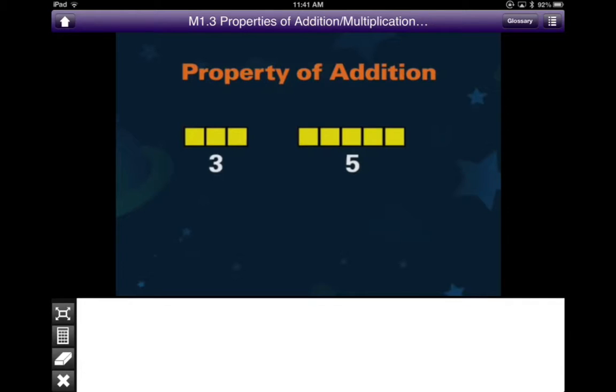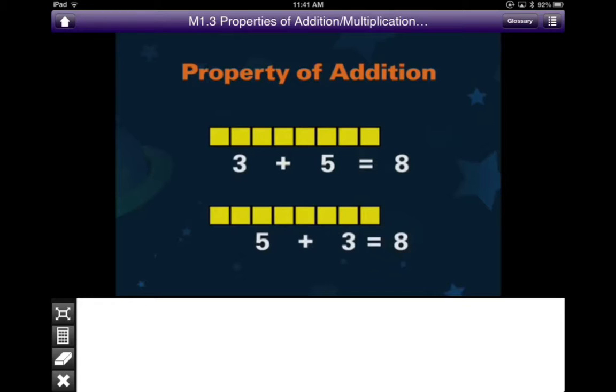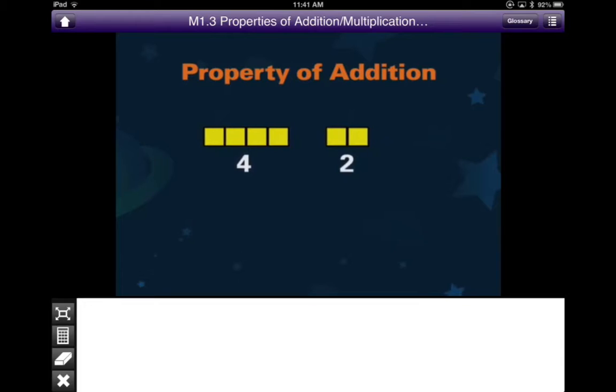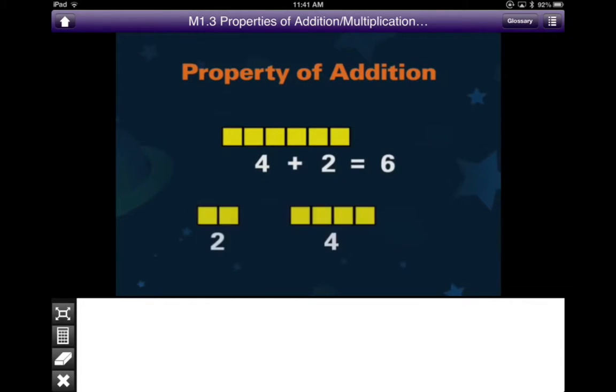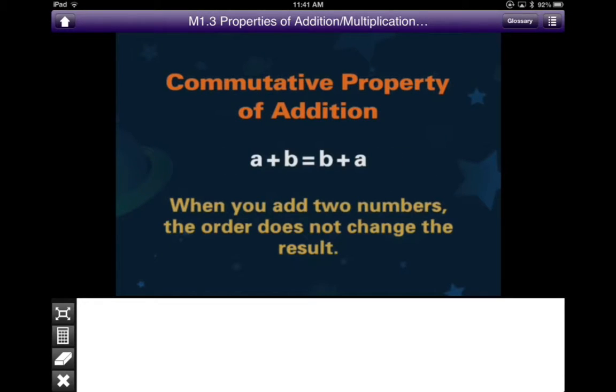Look closely at the following sums. Keep watching. What did the models demonstrate? When adding the same numbers, it doesn't matter what order they're in. The sum stays the same. Indeed. This is called the commutative property of addition. The order does not change the result.